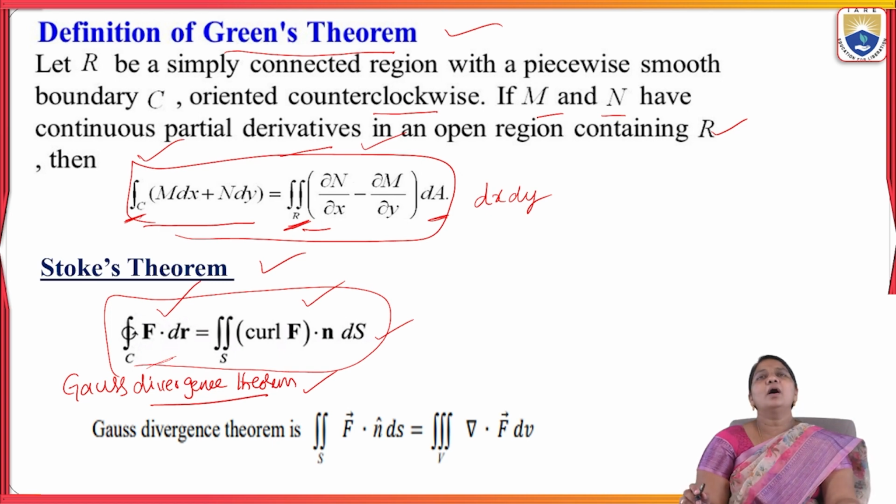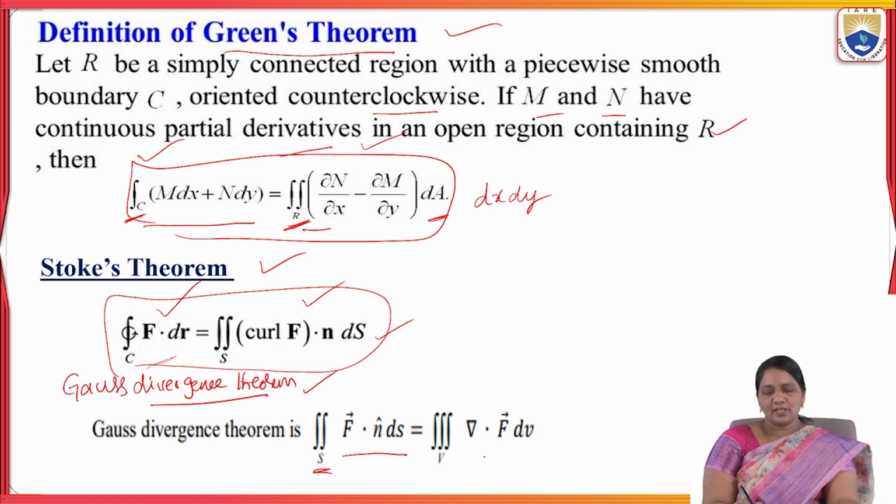And here, the next theorem is Gauss divergence theorem, an important theorem. Gauss divergence theorem is: double integral over S of F bar dot n dS is equal to triple integral over V of del dot F dV. So here we can observe in the statement that we can transform the given problem from the surface integral to volume integral. So these three theorems are very important.